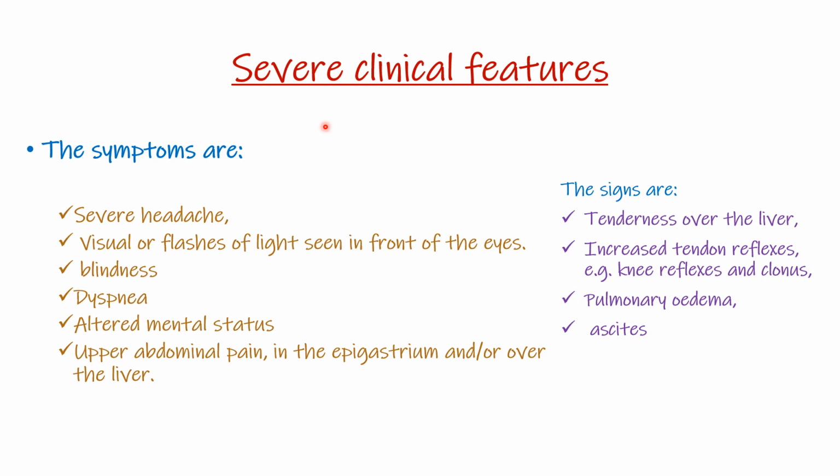you're going to have reduced GFR. So that will present as oliguria or anuria. This suggests some of the severe clinical features, and they include severe headache, visual flashes of light seen in front of the eyes, blindness, dyspnea, altered mental status, upper abdominal pain in the epigastric area or over the liver. And then signs include tenderness over the liver, increased tendon reflexes, these are knee reflexes, and clonus. Then you can have pulmonary edema and ascites.